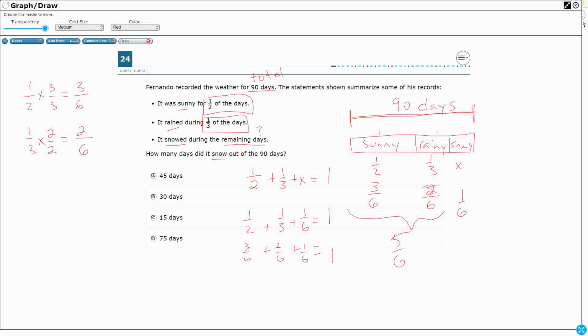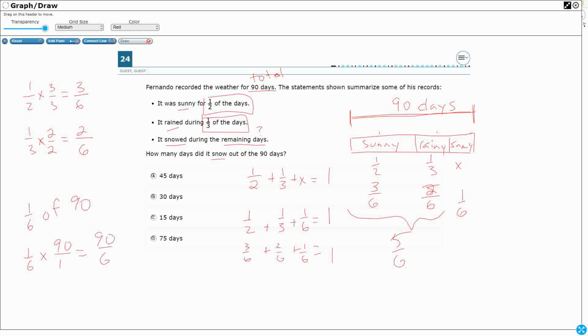Now, 1/6 is not there, but that's fine. I don't need to know the fraction of the days. I need to know the number of days. So now I need 1/6 of 90. Okay, so I've got two different options there. I can just multiply it, right? And this is going to be pretty simple. Times 90 over 1, which makes 90 over 6.